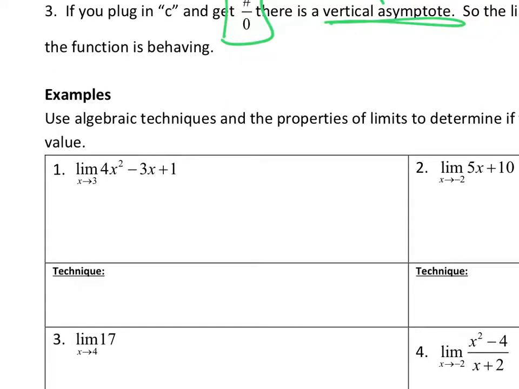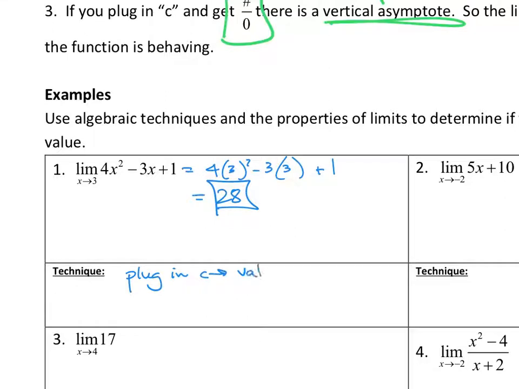We're going to talk about what we do, what we check, and possibly different processes or techniques that we use. For the very first one, we plug in the value that we're finding the limit to, and yes, this gives us a value: 36 minus 9 plus 1, which is 28. So your limit is 28. What did we do here? We plugged in c and ended up with a value. Since that is true, we know that the function is continuous.